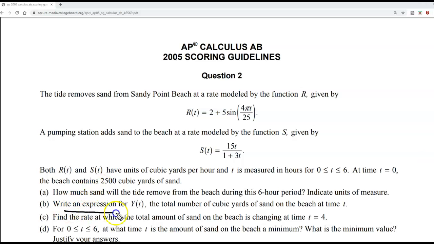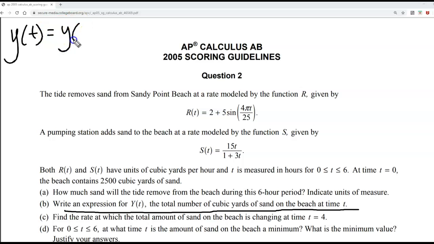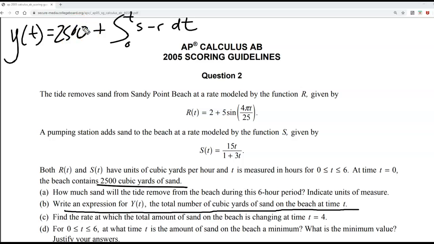Part B. Write an expression for y of t, the total amount of sand on the beach at any given time. Well, I actually already did that. I said y of t is equal to the starting amount plus the integral from 0 to t of s minus r dt. Now, the only thing that you could maybe do a little bit different is we know the starting amount of sand. They told us in the beginning of the problem that it starts with 2,500 cubic yards. So that would be the answer to part B. They actually don't want you to plug anything in at all there. They just want the formula.